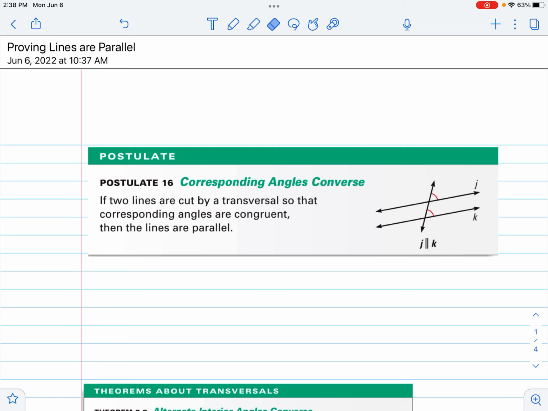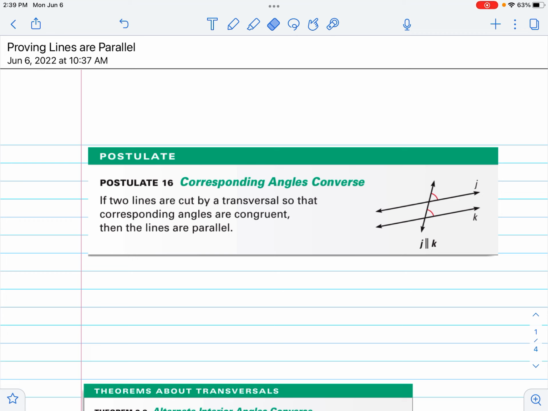So we've just finished studying this situation where we have two parallel lines cut by a transversal. And we looked at postulates and theorems, but it was always if you have parallel lines cut by a transversal, then this. Now we're going to go the other way. We're going to look at the converse.